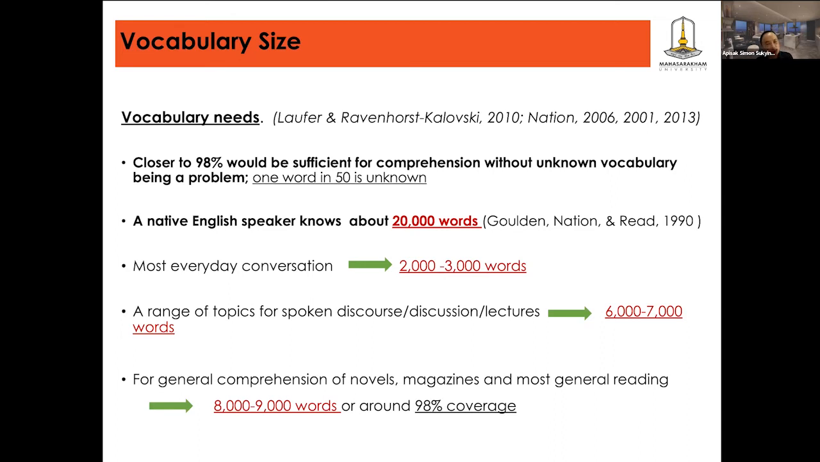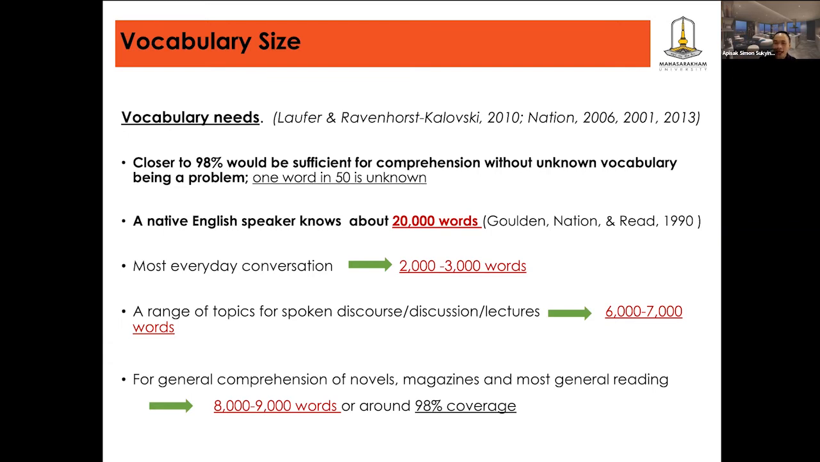Research also showed that university students, native English speakers or advanced native learners, know about 20,000 words. Actually, around 17,000 words, based on Goulden, Nation and Read 1999. You see, a native speaker knows around 20,000 words.